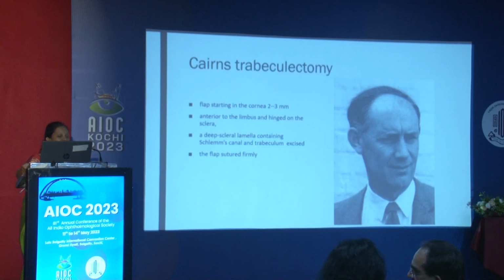In this technique, he created a flap starting in the cornea 2 to 3 millimeter anterior to the limbus, and it was hinged on the sclera, and a deep scleral lamella containing the Schlemm's canal and the trab meshwork was excised, and then the flap was sutured.